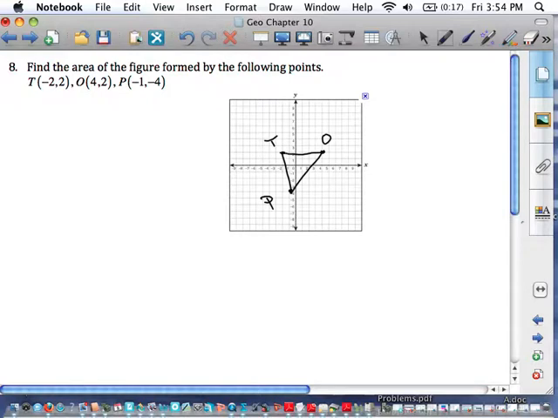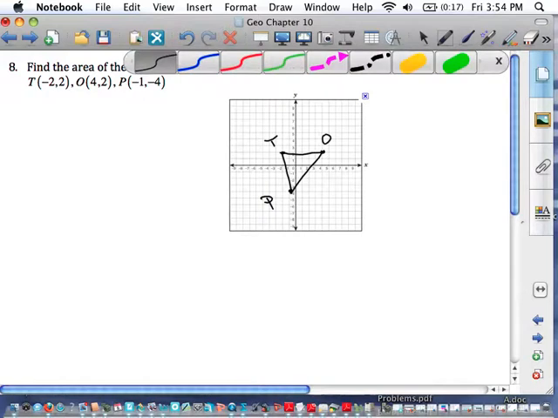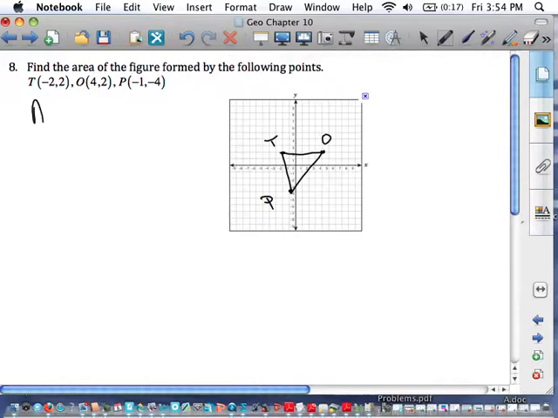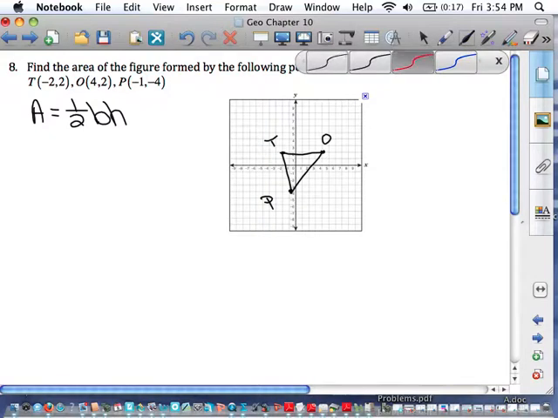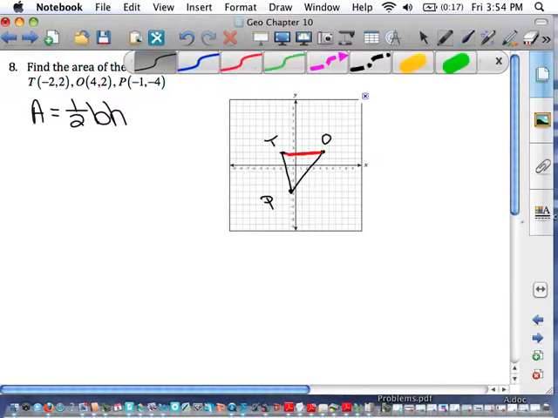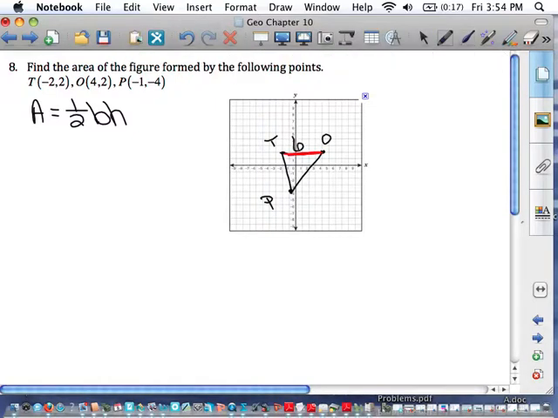So when I look at this, I can clearly see that that is a triangle. So the formula that I'm going to use is that the area is equal to 1/2 the base times the height. The problem is I have to identify those. Clearly, this is the base. It's a horizontal line, so all I have to do is count, and I can see that that is 6 units. The height, on the other hand, is perpendicular to a vertex.